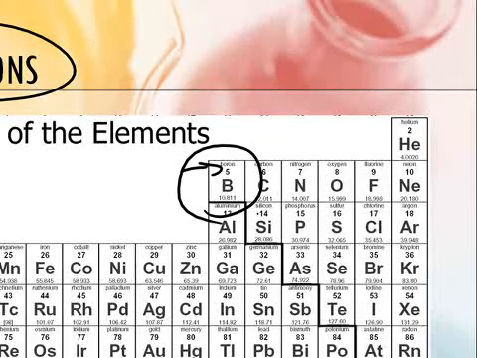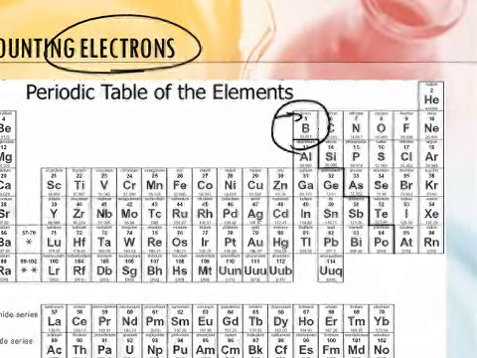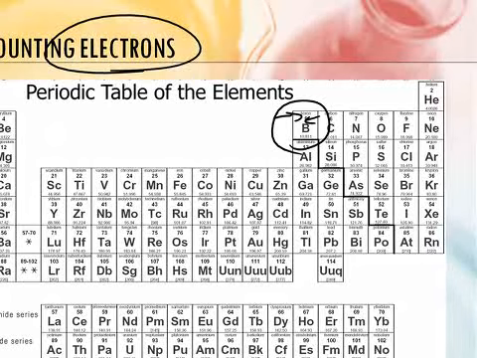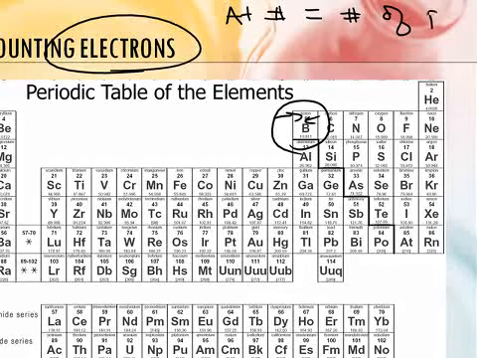That's true. So let's talk this through. If we've got boron, the atomic number right here is the smaller number on all elements. It's a whole number, and the atomic number is equal to the number of protons, and it's also equal to the number of electrons.